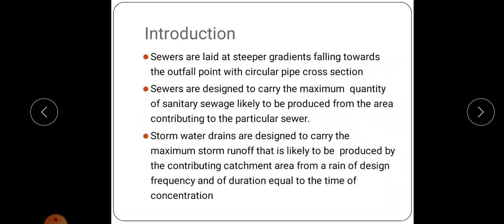Okay, and the stormwater drains, the drains which carry stormwater, are designed to carry the maximum storm runoff that is likely to be produced by the contributing catchment area from a rain of design frequency and of duration which is equal to time of concentration. So we usually design the stormwater drains for a duration of rainfall which is equal to the time of concentration. Okay, and these stormwater drains are designed to carry the maximum storm runoff.